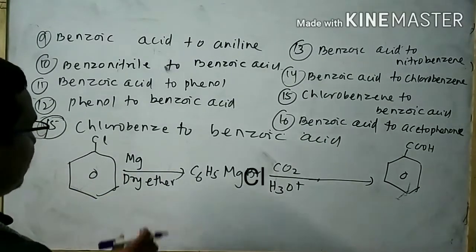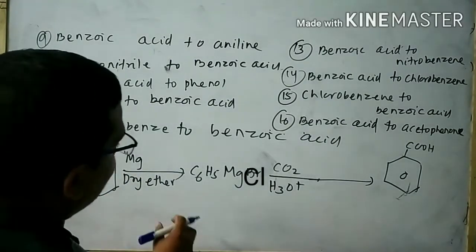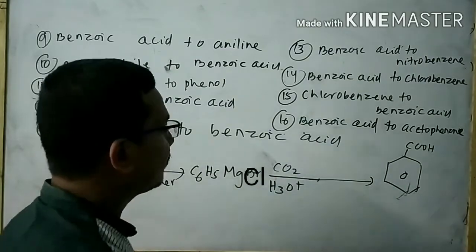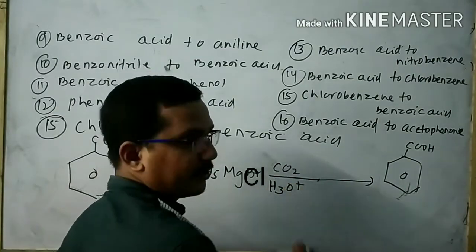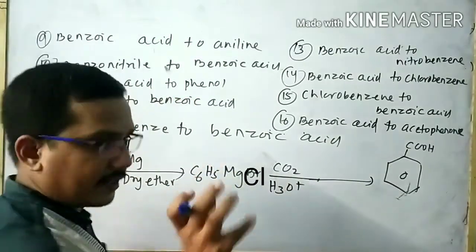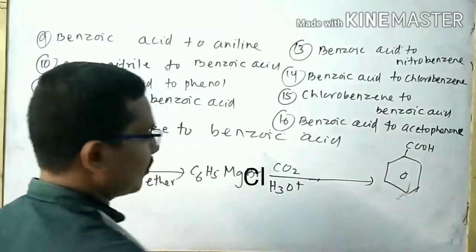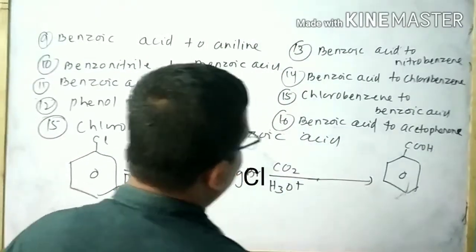Chlorobenzene reacts with magnesium in the presence of dry ether. Grignard's reagent is formed. Now Grignard's reagent subjected to reaction with carbon dioxide. Then an adduct is formed which undergoes acid hydrolysis. Benzoic acid is formed.